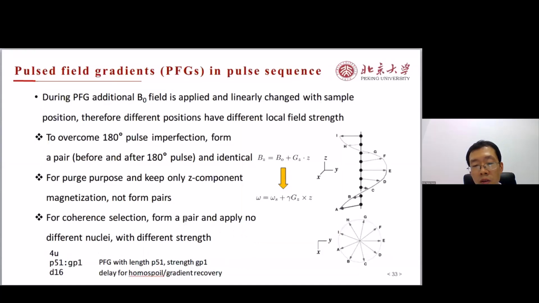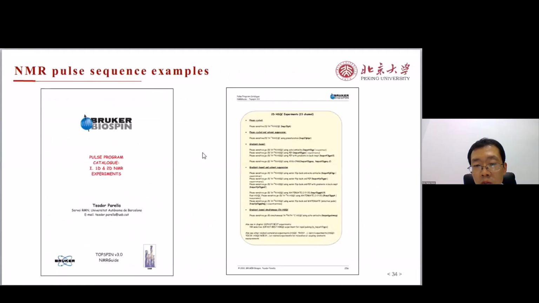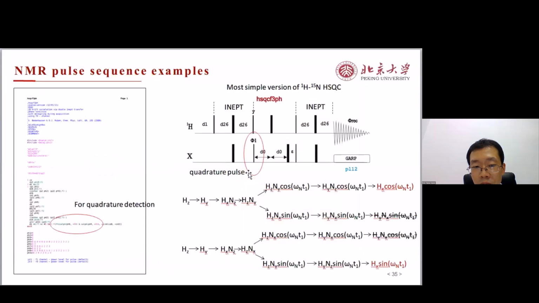Finally, I will briefly mention a few examples. I think all the Bruker pulse sequences are now well cataloged in the Bruker pulse program catalog. You can find the description of most pulse programs on the spectrometer.